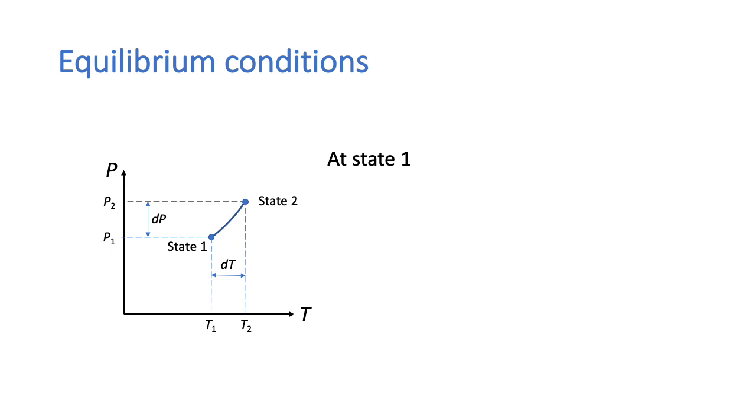At state 1, since it's an equilibrium state, we know the chemical potential of the liquid and the vapor must be the same. So therefore Gf is equal to Gg. At state 2, the chemical potentials also must equal each other. So therefore Gf plus dGf, which is the chemical potential of the liquid at state 2, must equal Gg plus dGg.